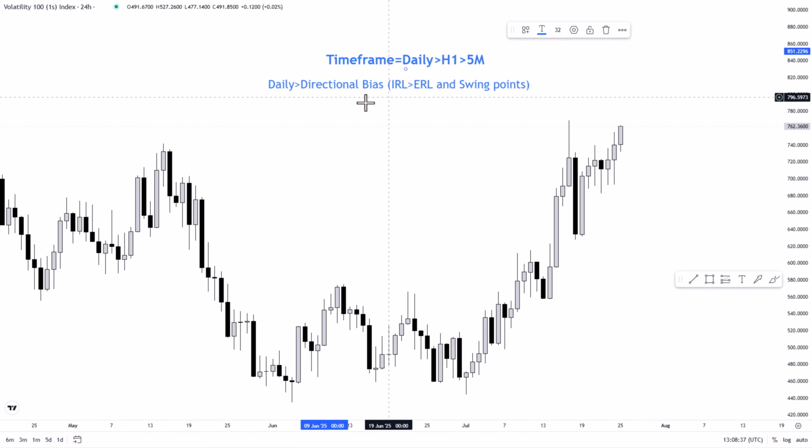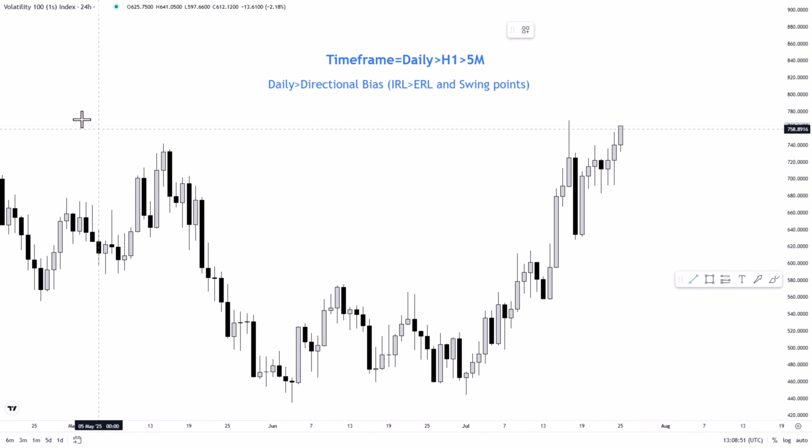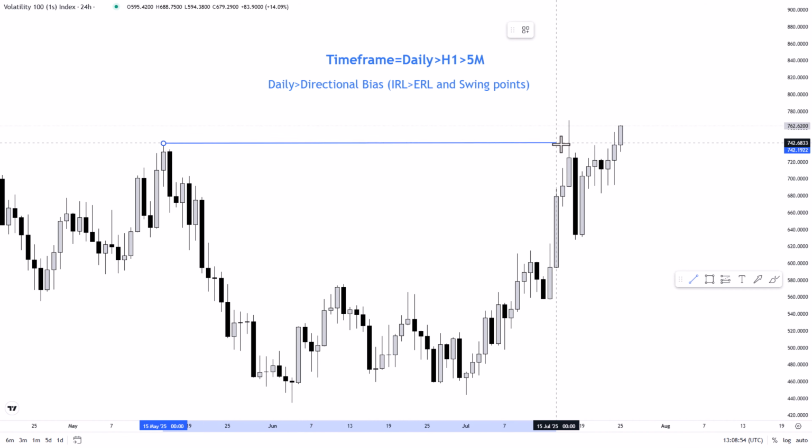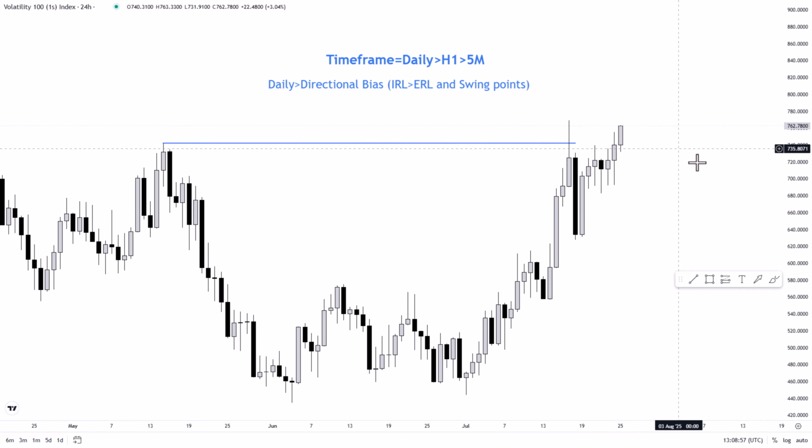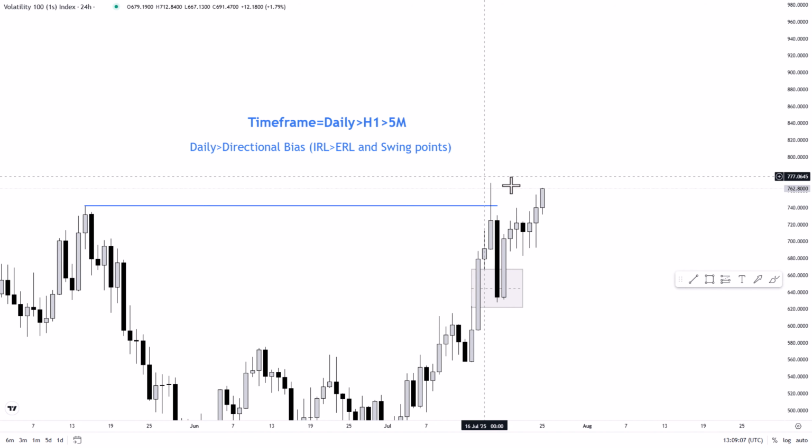We're going to start by looking at the daily time frame for our directional bias, and this is the volatility 101S index. Now, the directional bias can be determined by looking at the internal to external range liquidity and swing points. Here we see price has taken out the external range liquidity in form of old high, and we see price coming into the internal range liquidity in form of fair value gap. So what price will be seeking next is the external range liquidity in form of old high. So this is a draw on liquidity.